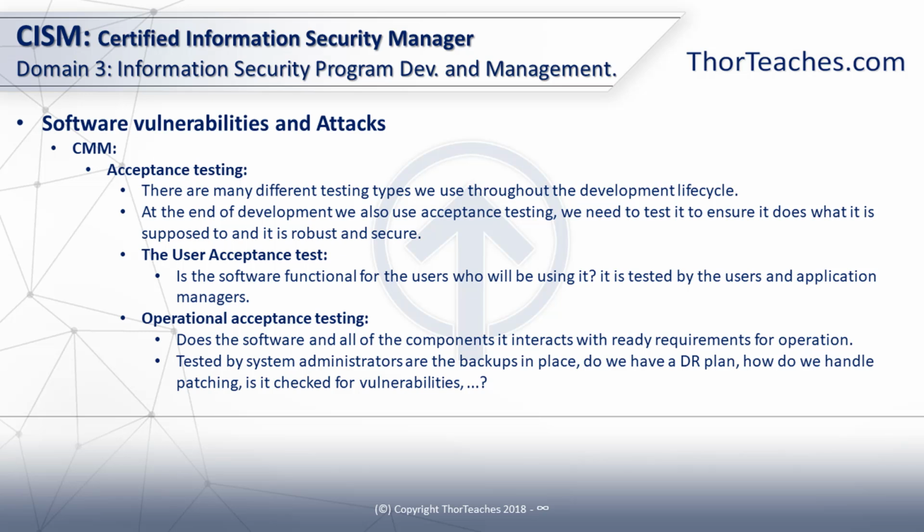Throughout our software development lifecycle, we do a bunch of testing, and we have covered most of them. But for the Capability Maturity Model, there are a couple that I want to revisit or look at for the first time. So when we think we are done with the software, we do the acceptance testing. And we do this to ensure that the software does what it's supposed to, it is robust, and it is secure. User acceptance testing is really what the name sounds like. This is the user testing the software and accepting it for the functionality they requested and the software should provide.